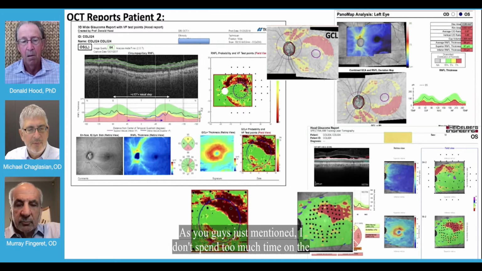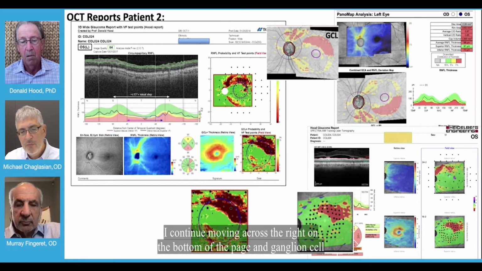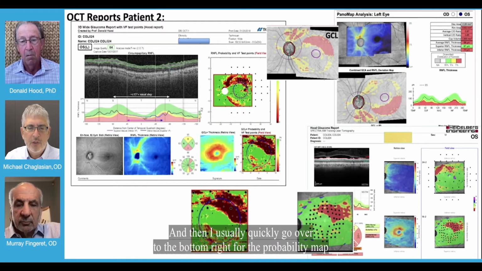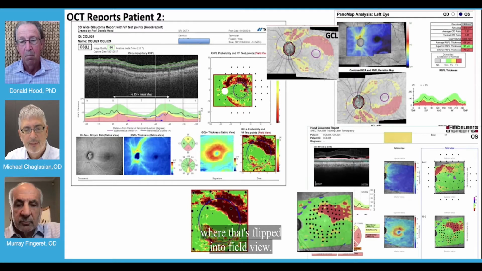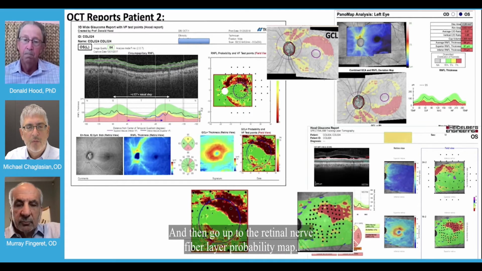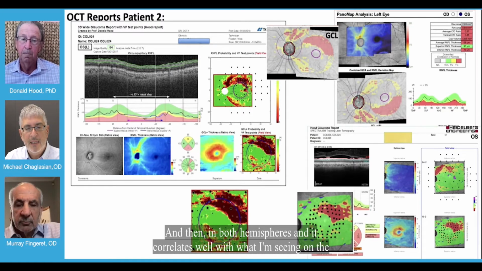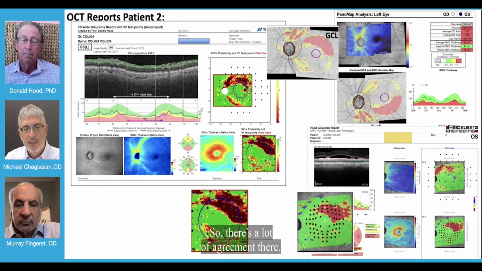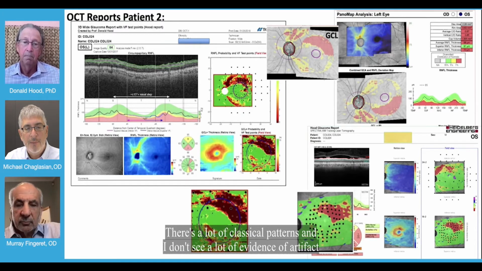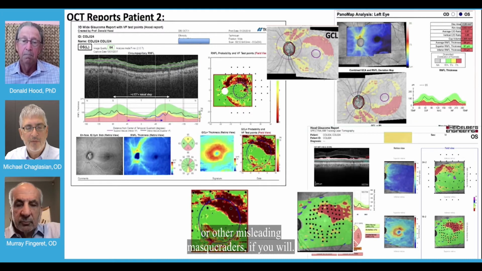As you guys just mentioned, don't spend too much time on the quadrant and clock hour plots. They're just to the right of that. I continue moving across the right on the bottom of the page to the ganglion cell thickness and the retina view. And then I usually quickly go over to the bottom right for the probability map, where that's flipped into field view. And then go up to the retinal nerve fiber layer probability map. I see arcuate damage extensively, in both hemispheres, and it correlates well with what I'm seeing on the ganglion cell map there. So there's a lot of agreement there. There are a lot of classical patterns, and I don't see a lot of evidence of artifact or other misleading masqueraders, if you will.